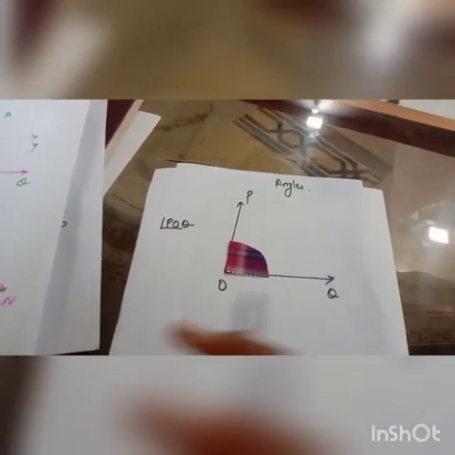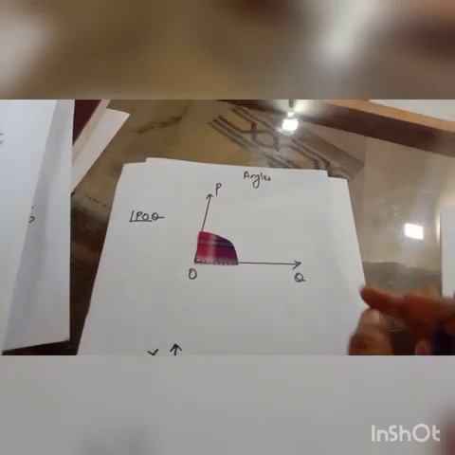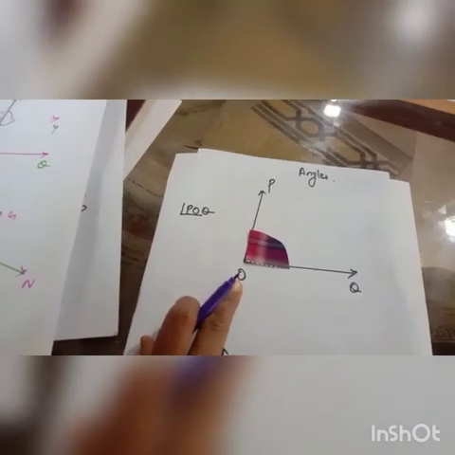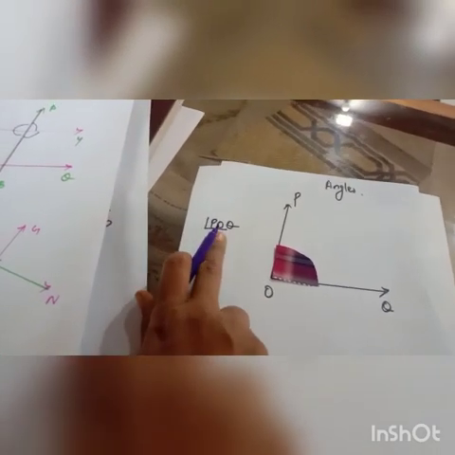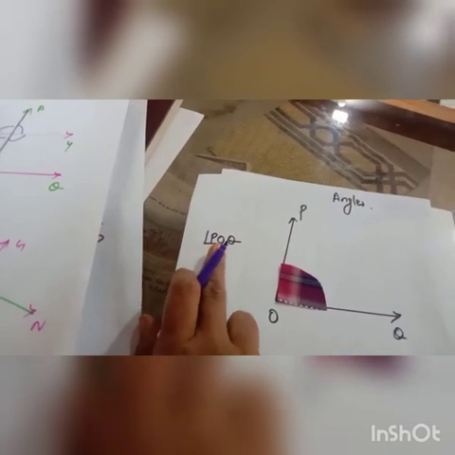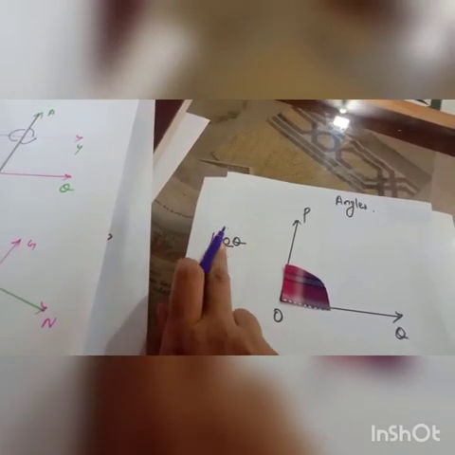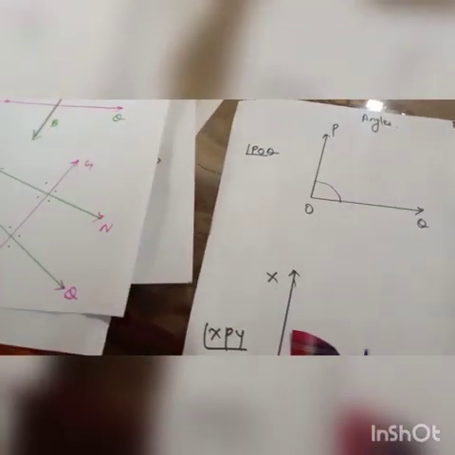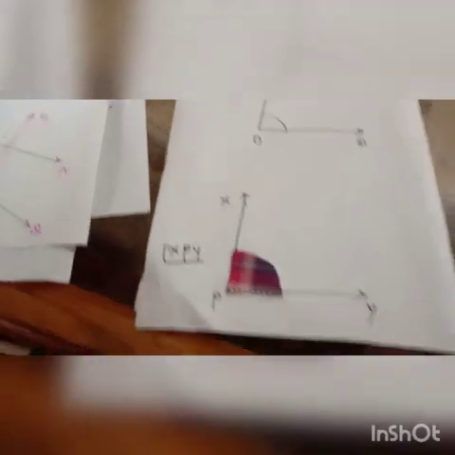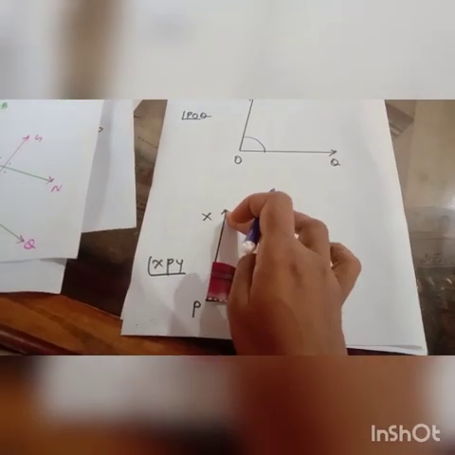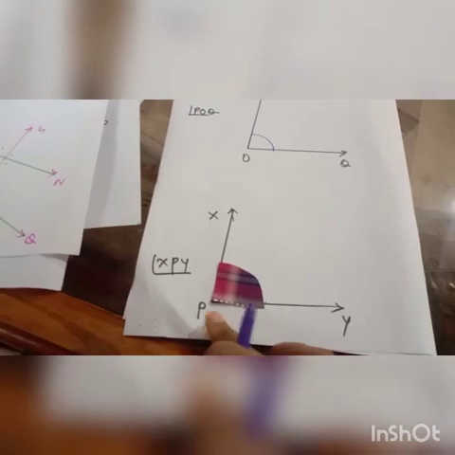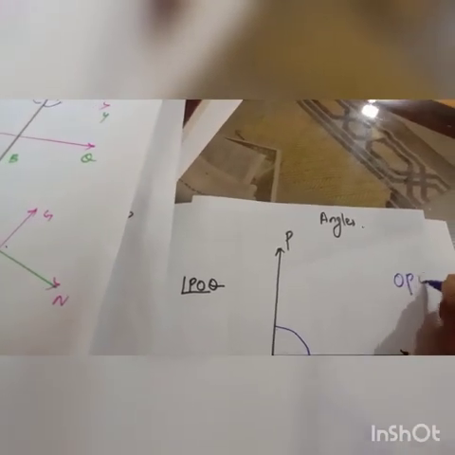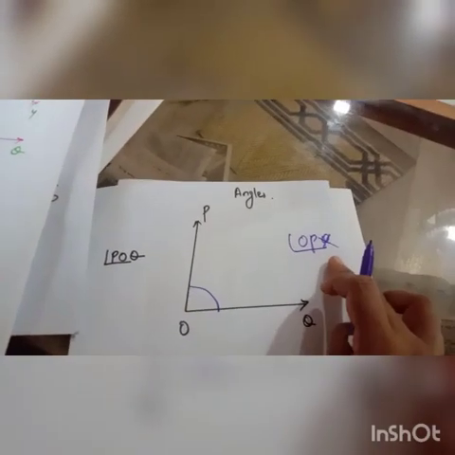How can we write it? The writing is very, very important. Many students make mistakes in writing. Where is the meeting place? O. The O should come in the middle. So how have I written? You see, angle POQ. Here how can I write? You see, P should come in the middle. If you write OPQ, it is wrong. We should not write it this way.